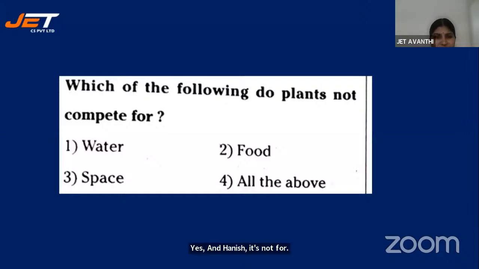It is actually food. They will not compete for the food because they are the producers. They are basically synthesizing the basic carbohydrates. Am I right? So they will not compete for food. Okay, so food is the correct answer.